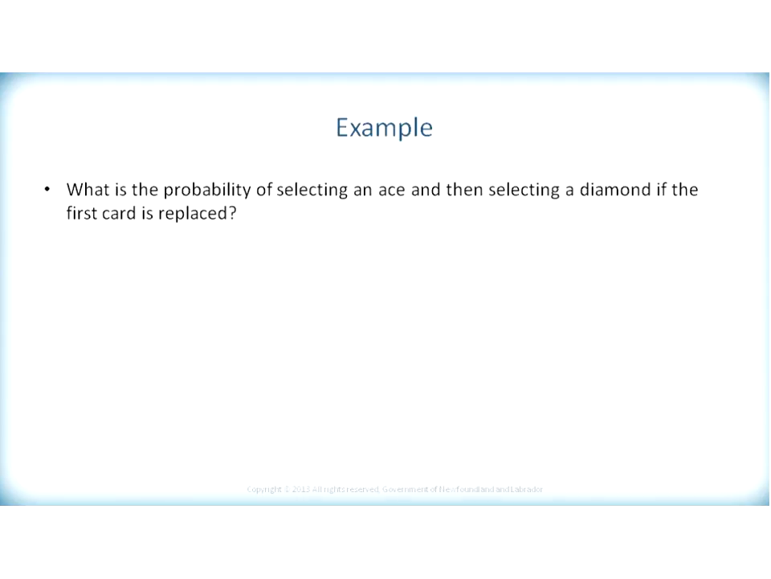Let's have a look at an example. You may want to pause the clip, try the example on your own. I will continue with the solution. What is the probability of selecting an ace and then selecting a diamond if the first card is replaced? This gives us the indication that these 2 events are independent because the first card is replaced. The probability of selecting an ace: in a deck of 52 playing cards, there are 4 aces over the 52, which is equal to 1/13.